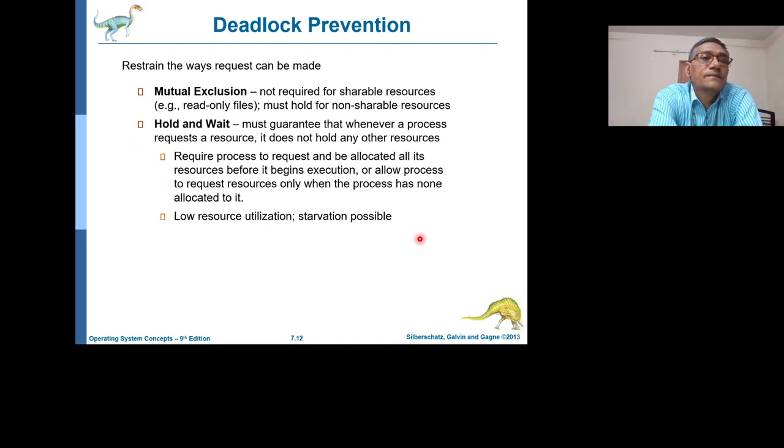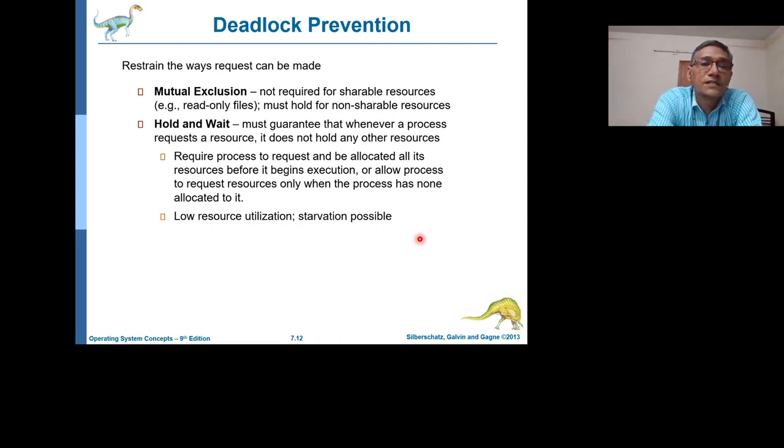Deadlock prevention. What is the condition for deadlock to occur? All four conditions should be satisfied: mutual exclusion, hold and wait, no preemption, and circular wait. Now we are going to negate any one of the conditions. If you negate any one of the conditions, then we are preventing the deadlock. Mutual exclusion is not required for shareable resources, so if you negate the mutual exclusion condition, then deadlock never will happen.